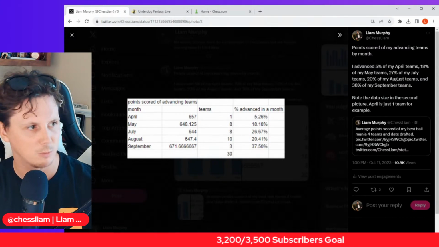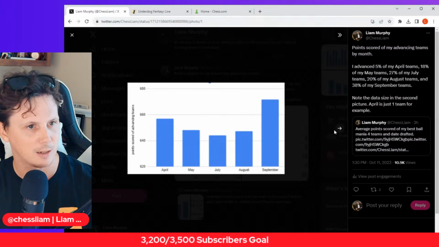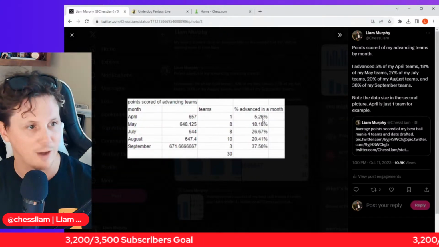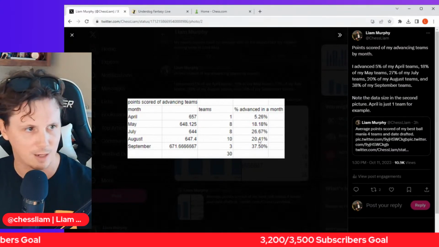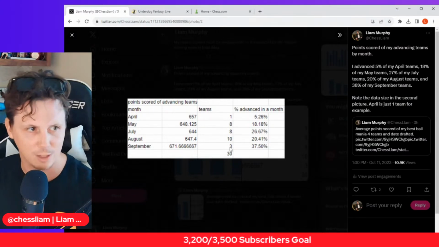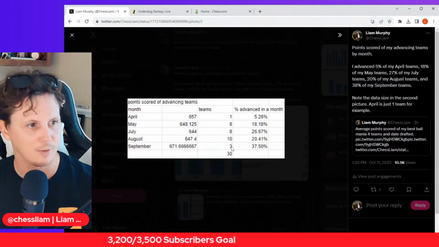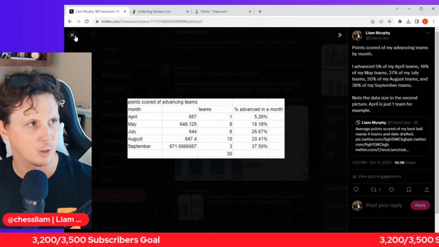And then this percent advanced in a month is just my personal numbers: the teams advancing divided by the teams drafted. So I'm only advancing 5% of my early April teams. Every other month, I advance a lot. Keep in mind, in September, I only drafted 8 teams, so I'm advancing 3 of them, for 30 teams total at the moment.